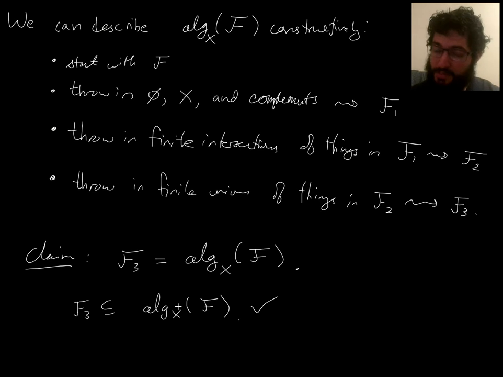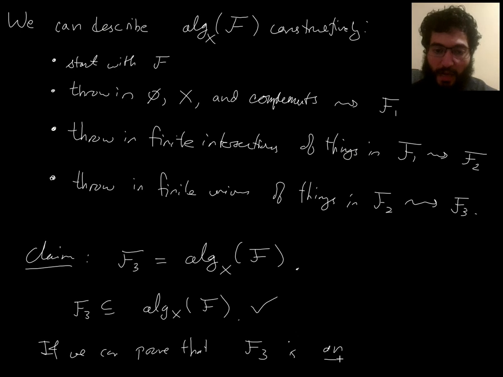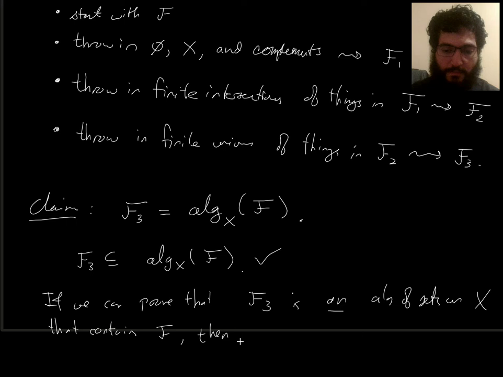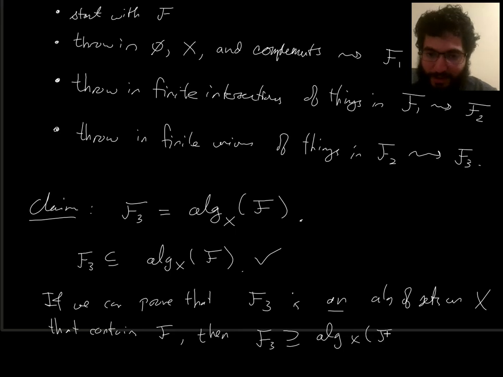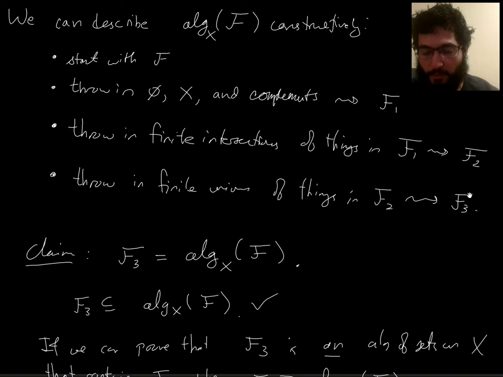Well, this is the smallest algebra of sets on X containing F. That's what it's defined to be, right? So if we can prove that F3, where we ended up here, is an algebra of sets on X that contains F, then we will have the other inclusion. Then it must contain as a subset the so-called smallest one. So if it is one, then it contains the smallest one. That's what smallest means. So to prove that we have gotten everything, what we have to prove is that what we end up with here, finite unions of finite intersections of complements of things in there, is really an algebra of sets on X that contains F. Okay, contains F, that's easy, because we started with F and then we just built up from there, right?